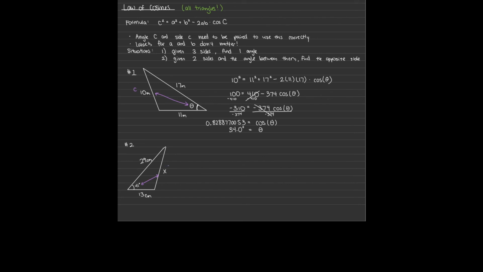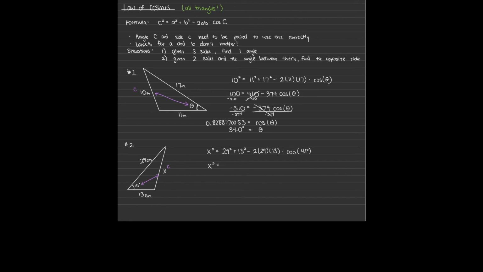So here is little c. And again, our labels for a and b don't matter. So in this case, we've got x squared is equal to 29 squared plus 13 squared minus 2 times 29 times 13 times the cosine of our angle, 41 degrees. The lovely thing about situation 2 is that if you look at the right side of this equation, you'll notice that it is nothing but numbers.